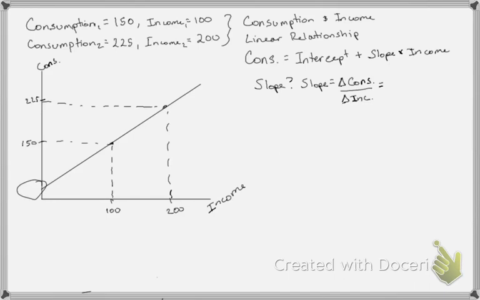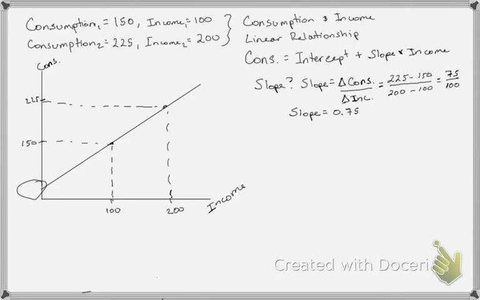Okay, so the change in consumption, we ended at 225 and we started at 150. We're going to divide this by that income of 200 minus 100. So this is telling us our income rose from 100 to 200. Our consumption rose from 150 to 225. So we've got a slope of 75 over 100. So our slope is equal to 0.75. If we take a moment and think about what this means, this is telling us that if income goes up by $1, our consumption is going to go up by 75 cents or 0.75.